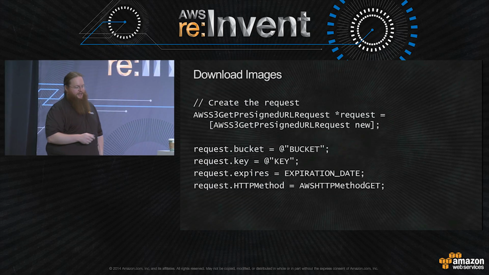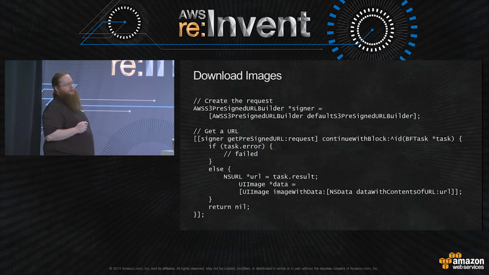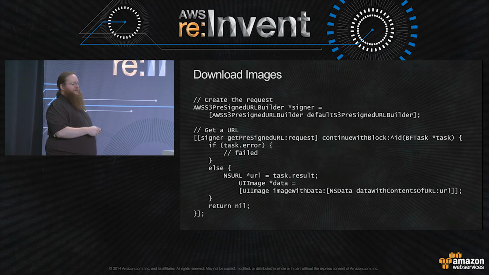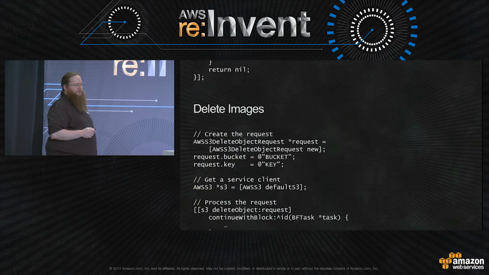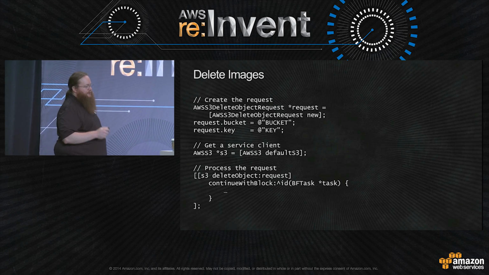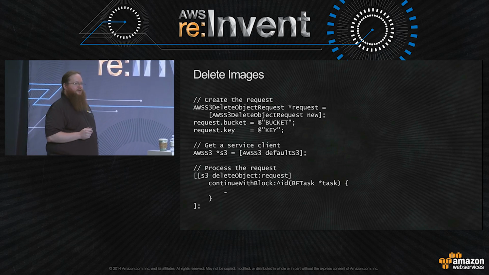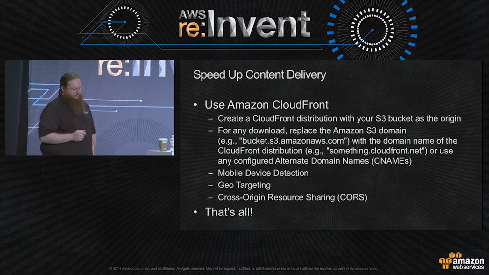When we want to download, again, we'll recommend using pre-signed URLs. So we create our pre-signed URL builder. We need a bucket, a key, an expiration, and the HTTP method. And then when we want to download the image, we get our signer, create a sign request, send it to the signer, and handle it with the BFTask. When we want to delete files from S3, we need to drop down to what we call our low-level client. So we create our delete object request, give it a bucket and key, get a handle to the default S3 client, and then call delete object.